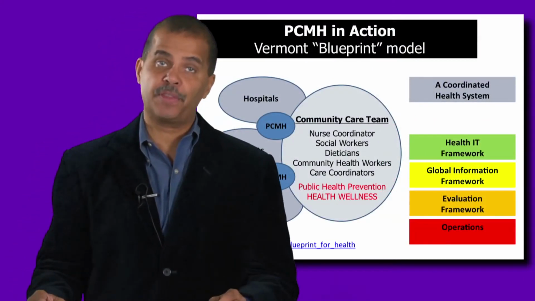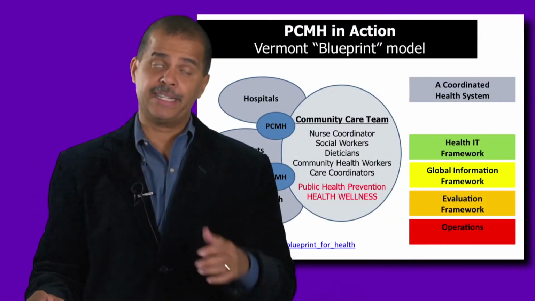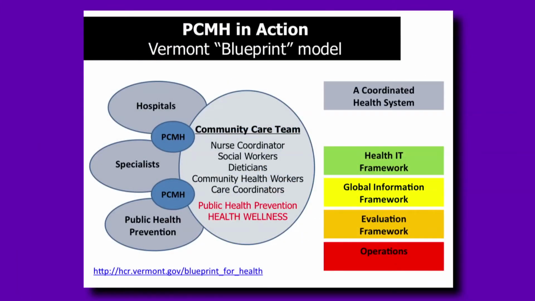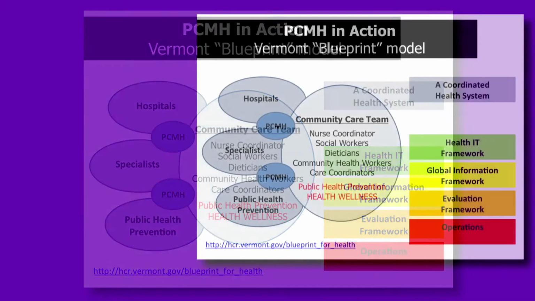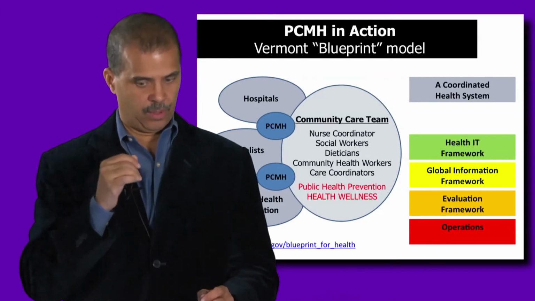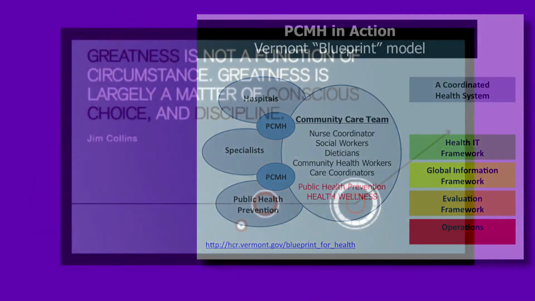Now let's look at what's happening within the state of Vermont as it relates to patient-centered medical homes. This is their blueprint model. In their blueprint model, what you will note is they have a community care team. So who's on that team? The usual suspects: nurse coordinator, social worker, dietitian. What's different? Community health workers. So community health workers have been around for years, but within the ACA, they've become more professionalized. Are you educating and training and hiring and supporting and implementing community health workers in your organization?